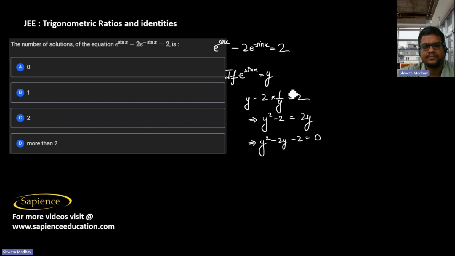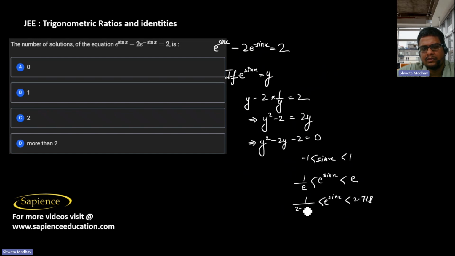So now here, sin x we know will go from minus 1 to 1. So therefore e power sin x will go from e power minus 1, that means 1 by e, to e. That means e power sin x value should be more than 1 by 2.718 and less than 2.718. In this range only the value of y should come, since the value of e is approximately 2.718.